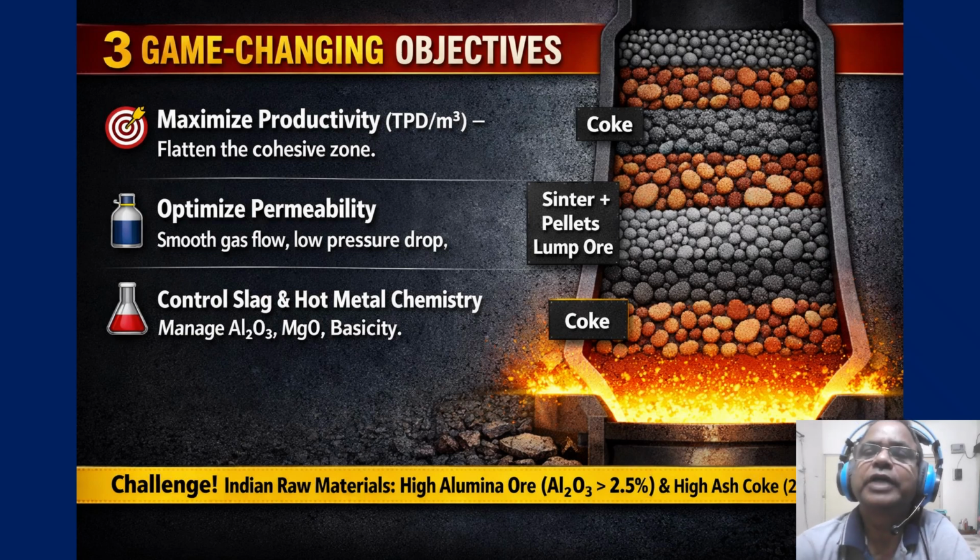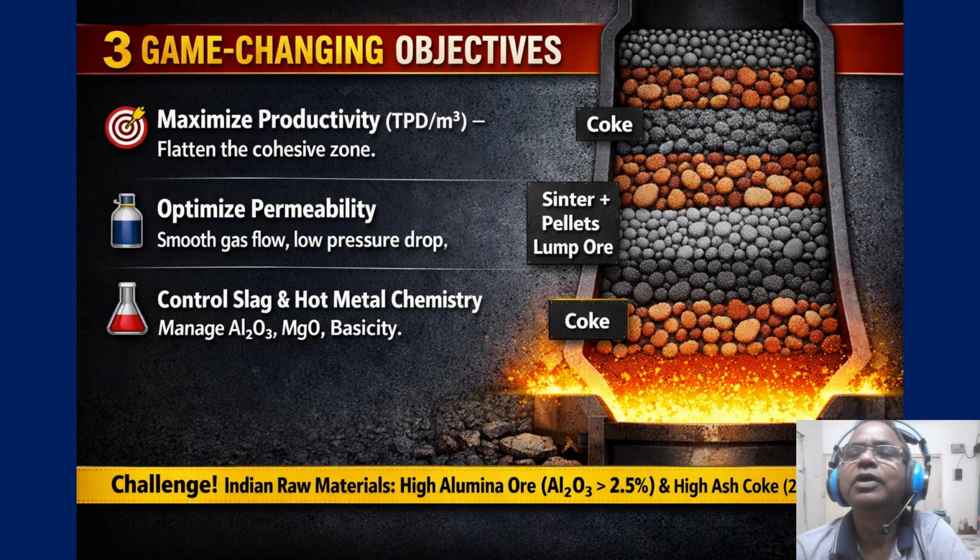So before you touch a single raw material, you must know your targets. So look at these three pillars. First, the company asks for a daily TPD and productivity. Higher productivity means pushing more air and oxygen. Second, the steel shop downstream wants hot metal with specific silicon and sulfur levels for steel making.